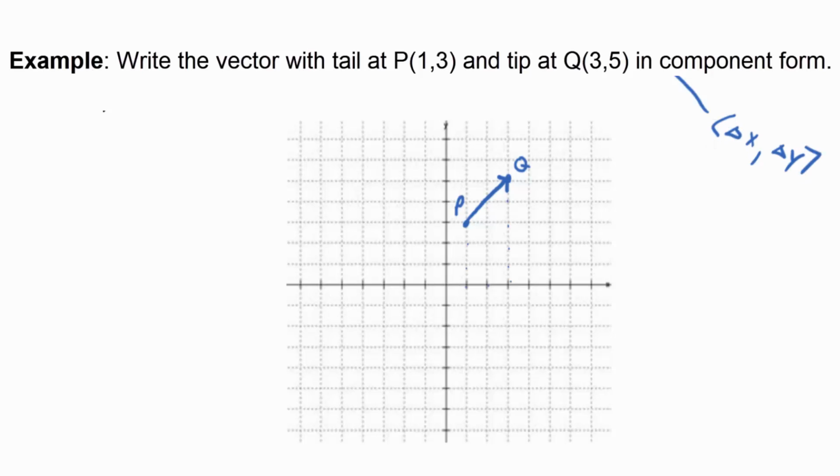So visually, you can see what that is, right? What would that be? Yeah, so the delta x would be 2, and the delta y would happen to be 2 as well. So that's it, right? But you don't want to draw a picture every time, do you?